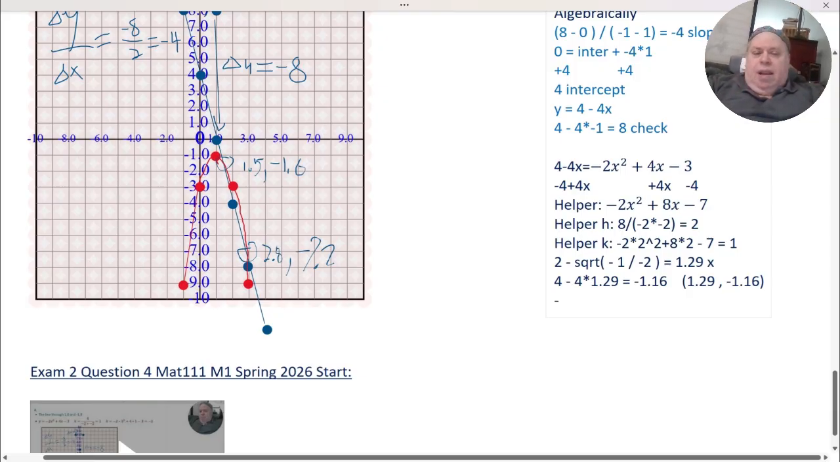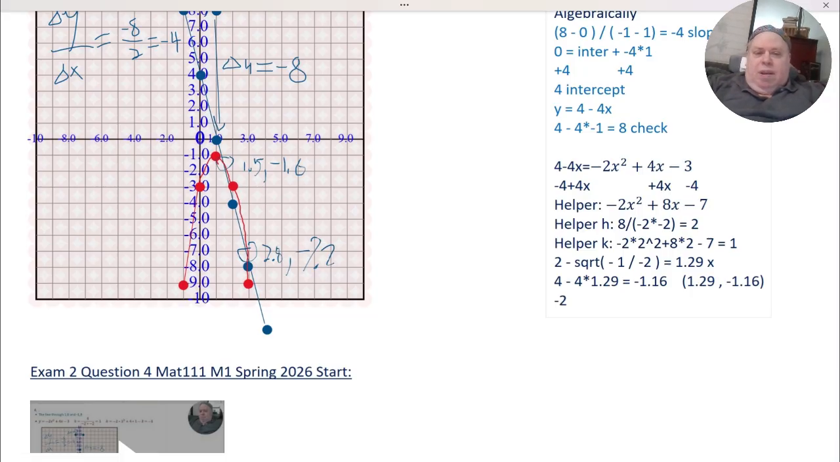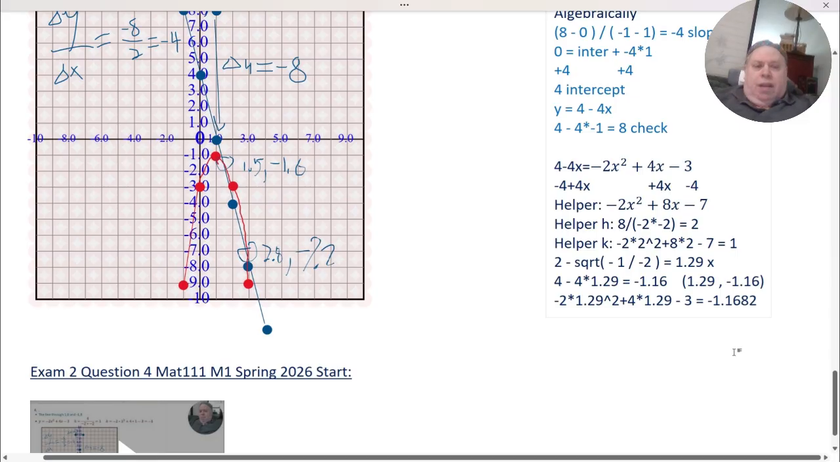And I check it by plugging it also into the quadratic. So I get the original quadratic, otherwise I just get 0 from the helper. But this becomes minus 2 times 1.29 squared, plus 4 times 1.29 minus 3. And I should get something very similar, and I do. So that actually checks.